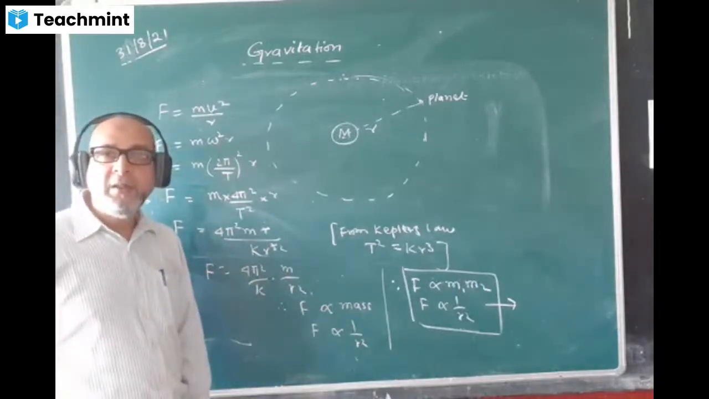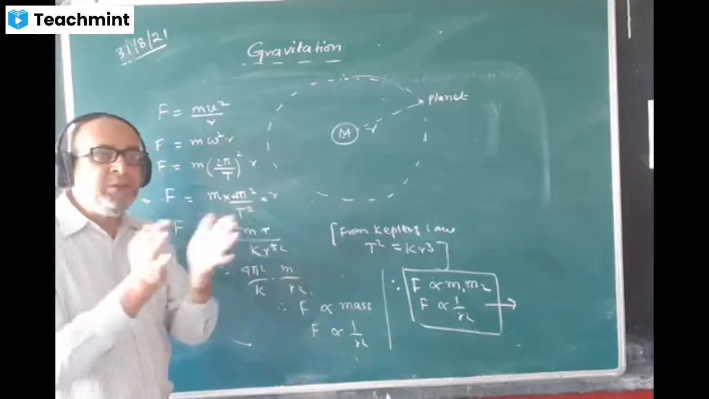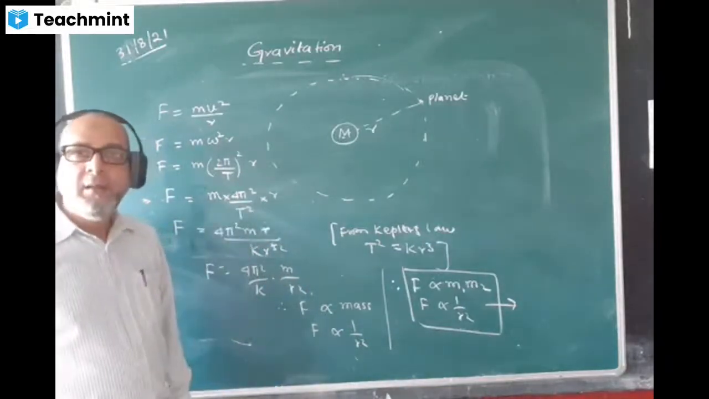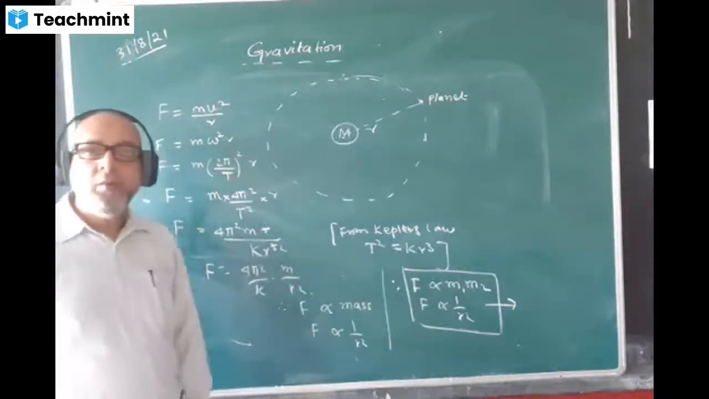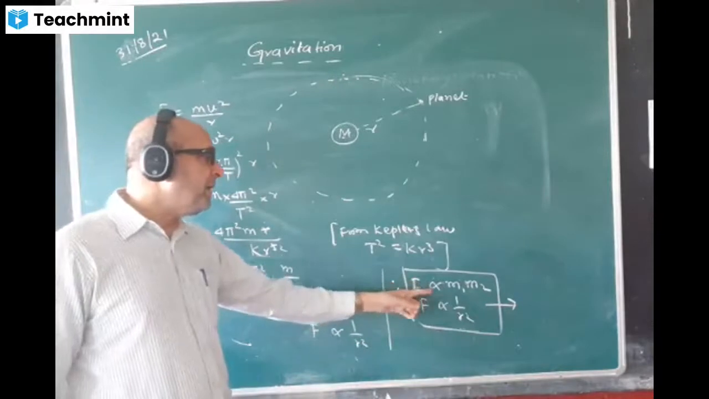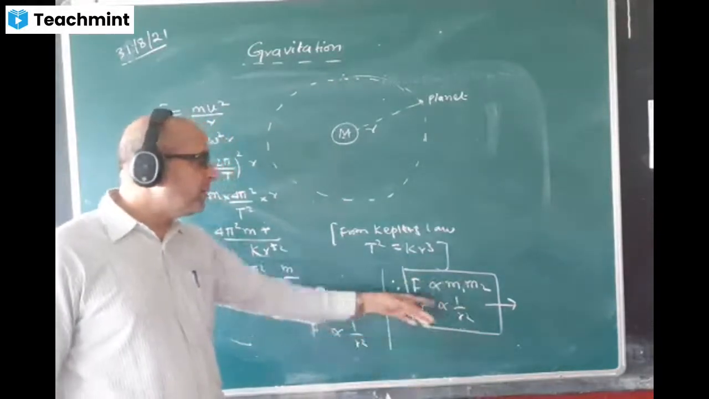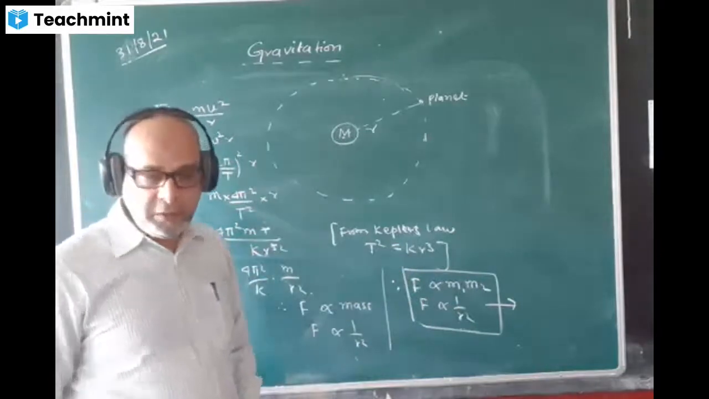R is the distance. And since gravitation takes place between two masses, both the masses will come into consideration here. That's why he found that F is directly proportional to the product of the masses and inversely proportional to the square of the distance, which is Newton's law of gravitation. This is done.